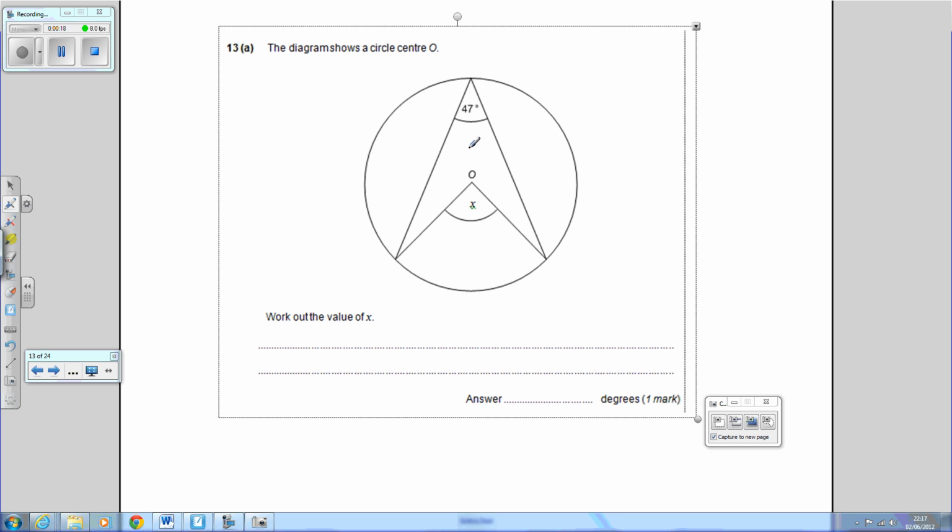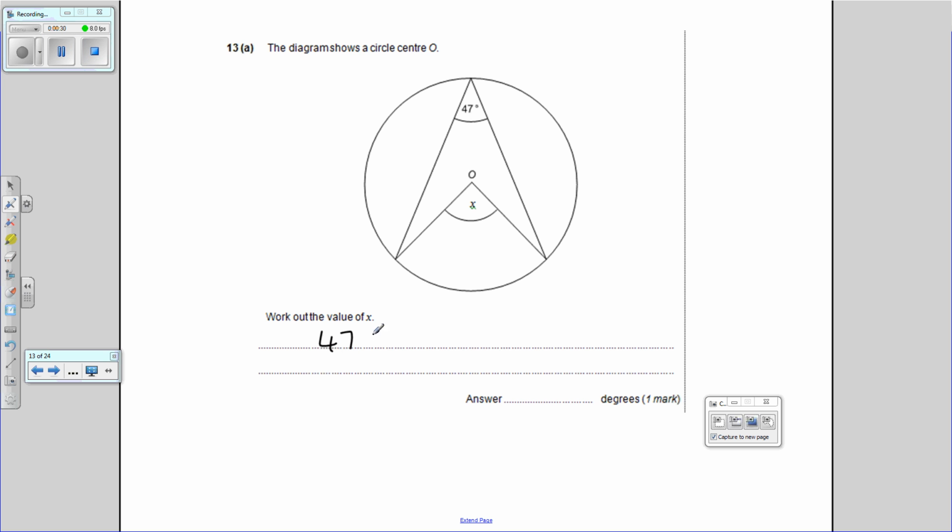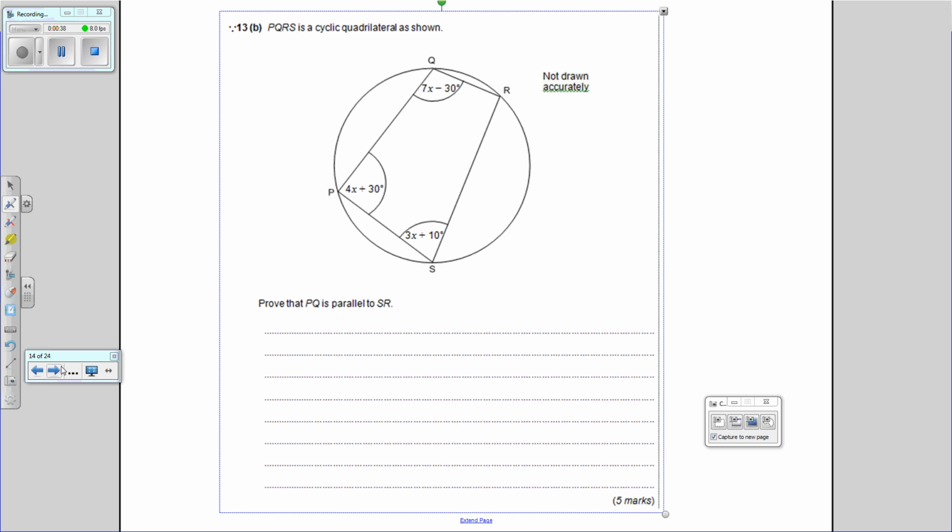You can see these angles are not equal. This one's bigger, and the theorem is that this one, the angle at the centre, is double the one at the circumference. So that means x is 47 multiplied by 2, which is 94. Just one mark there. Next question, B.